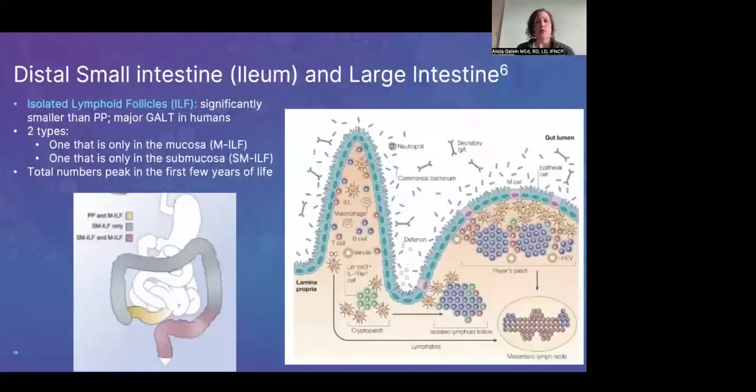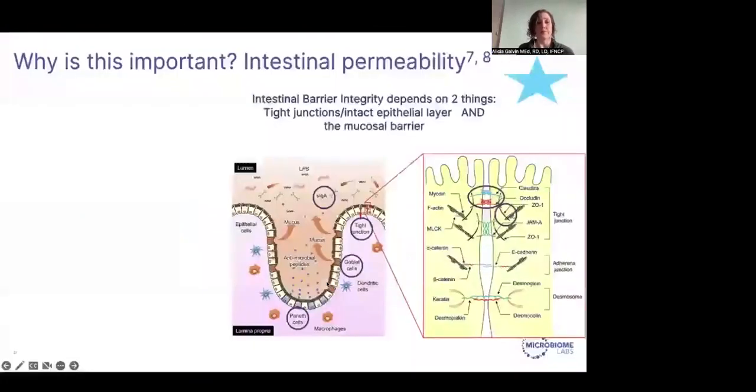Then as we go down towards the lower part of the small intestine and into the large intestine, there's a transition in the type of immune complexes from Peyer's patches to more of these isolated lymphoid follicles, which are a lot smaller. Compared to the activity of a Peyer's patch, these isolated lymphoid follicles are much, much smaller, but they are throughout the lower part of the small intestine and then into the colon.